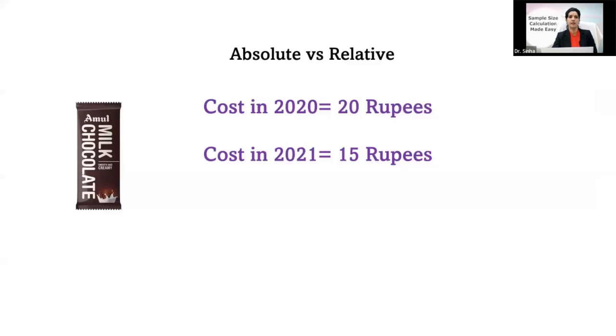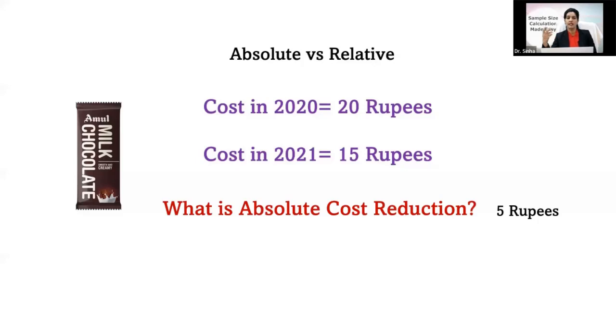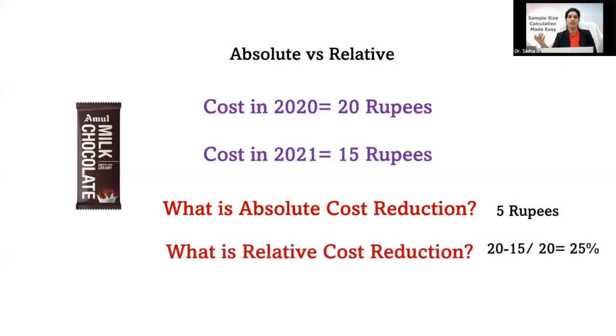So let's see this concept again with an example. With absolute precision, there is a concept of percentage point. Now see this example. The cost of this Amul chocolate in 2020 was 20 rupees, and the cost of this Amul chocolate is 15 rupees in 2021. If you talk about percentage points, then what is the absolute cost reduction? It will be 5 rupees. But if I ask you what is the relative cost reduction in percentage, then it will be 20 rupees minus 15 rupees, that is 5 rupees, divided by 20. So it will be 25%.